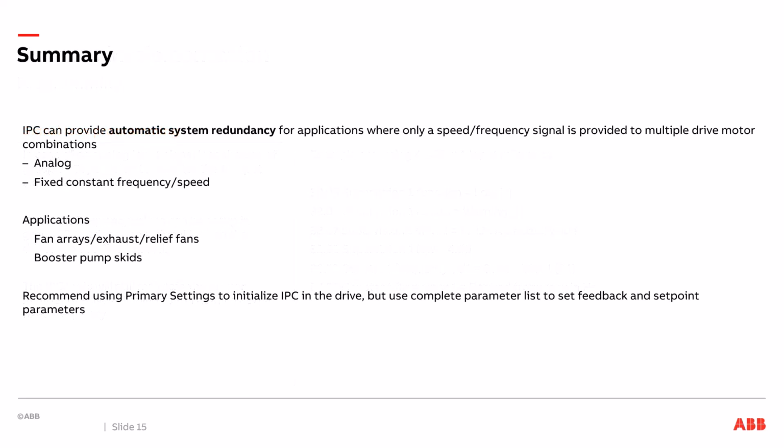Now let me just recap what we just learned. We can use the IPC functionality in the ABB drive not only for the use of system redundancy where you have one drive, one motor with a pressure transducer or some sort of transducer feedback, but we can also set it up and use it with an analog speed signal or maybe a fixed speed signal that's pre-programmed in the drive. The use of the IPC will provide the same great automatic system redundancy that you've learned to expect when you set it up with a transducer.